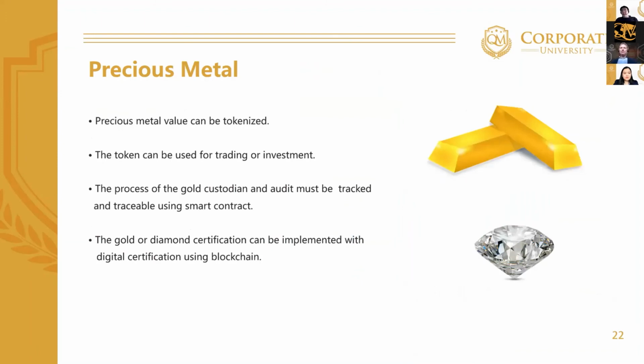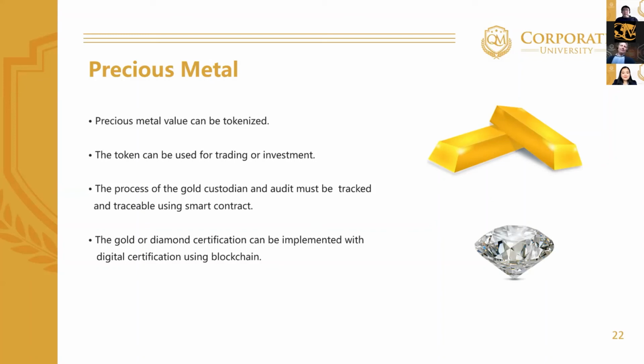Okay, and then precious metal is another use case for tokenization. As you know, precious metals like gold, diamond, silver, or whatever, carry a value. Instead of carrying the gold around to do trades, you can tokenize the gold value into token form, and then use this token to trade and invest. For the gold tokenization, we have to go through a series of processes to gain public trust as well. The process of the gold custodian and the audit must be traceable using smart contracts. There is actual gold being stored in a vault, and a reputable third-party custodian service verifies and audits it, and only then can it tokenize the gold value into a token form. Then this token can be used to trade.